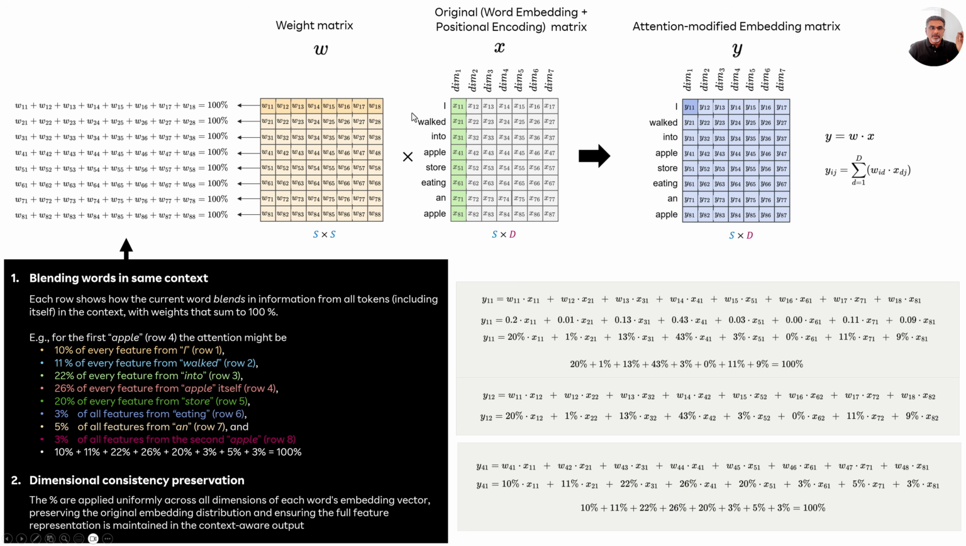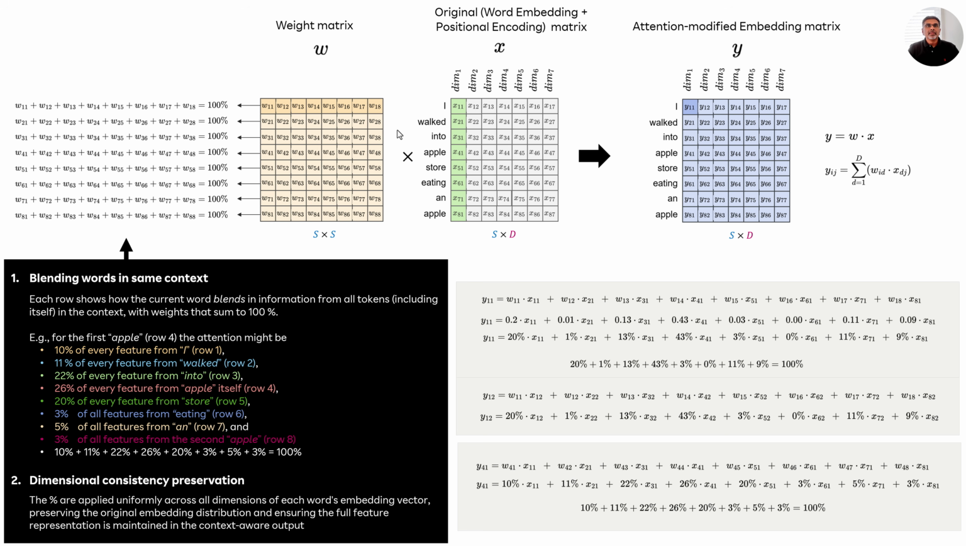And obviously, when you take this percentage, one of the benefits is that it has this dimensional consistency preservation, which means that for the same token, across all the dimensions you add up to 100%. So there are certain values of the same dimension that you're pulling from all the other words. So that's a nice property that you want to have.